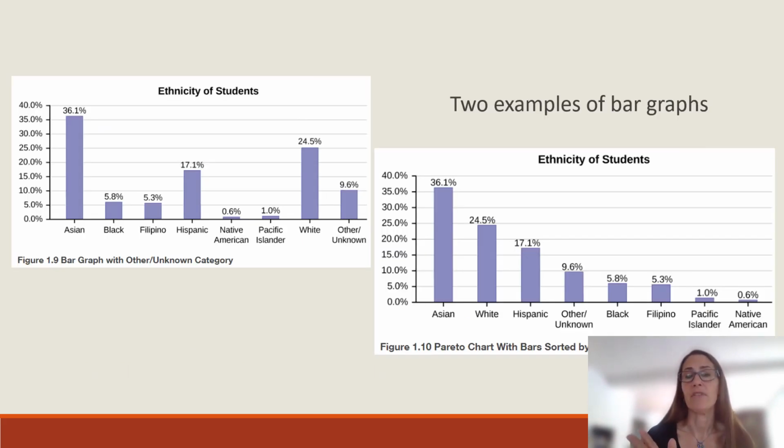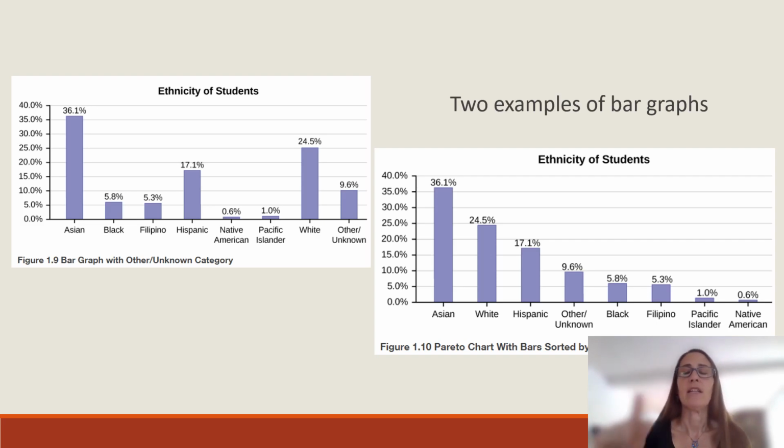Here are two examples of bar graphs. And again, 1.9, that's the bar graph with the other unknown category included. And then these are again alphabetically: Asian, Black, Filipino, Hispanic, Native American, Pacific Islander, White, Other, Unknown.